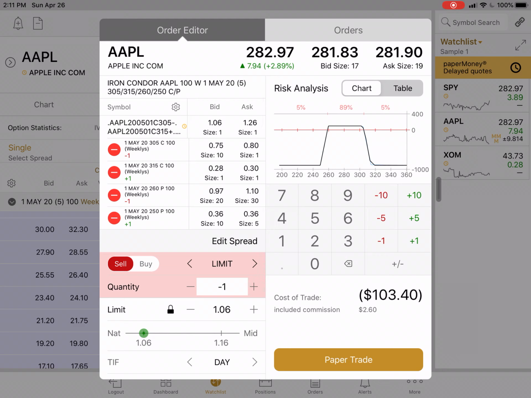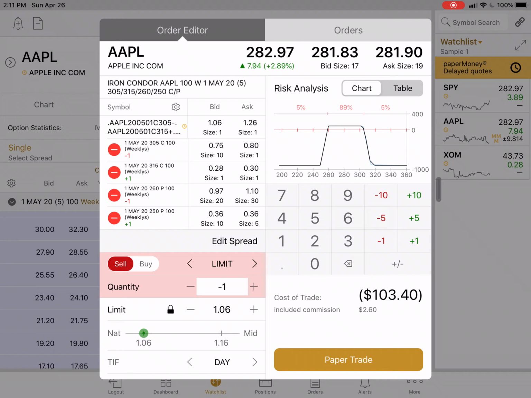And because of this Iron Condor strategy, I'll be collecting $103.40, and I have a risk of $1,000 if Apple were to breach above 305 and then continue all the way to 315, or I have the same risk of $1,000 if Apple were to go below 260 and continue all the way down to 250.